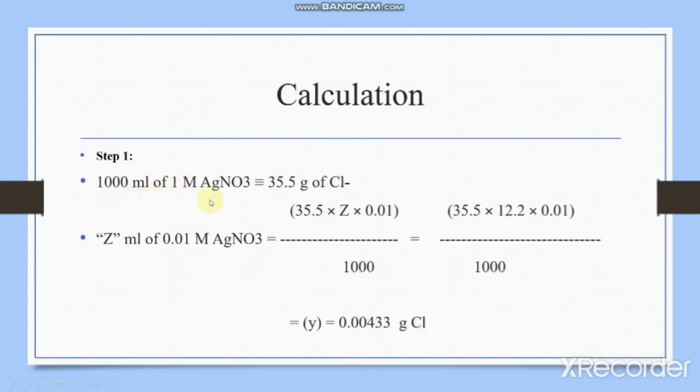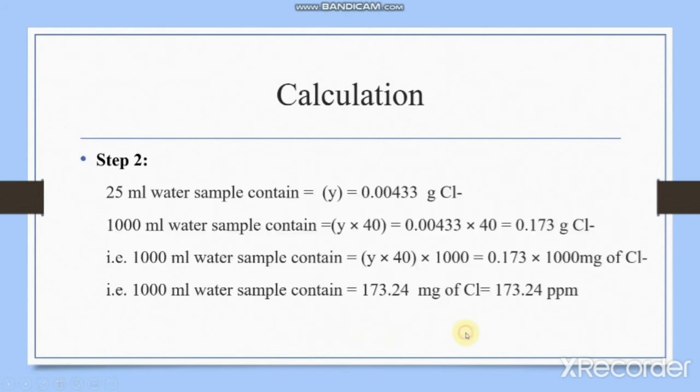1000 ml of 1 molar silver nitrate is equal to 35.5 grams of chloride ion. That is, Z ml of 0.01 molar silver nitrate is equal to 35.5 into Z into 0.01 divided by 1000. Here Z is our burette reading. So 12.2 ml of 0.01 molar silver nitrate is equal to 35.5 into 12.2 into 0.01 divided by 1000, that is 0.00433 grams of chloride ion. That is, 25 ml of water sample contains 0.00433 gram of chloride ion.